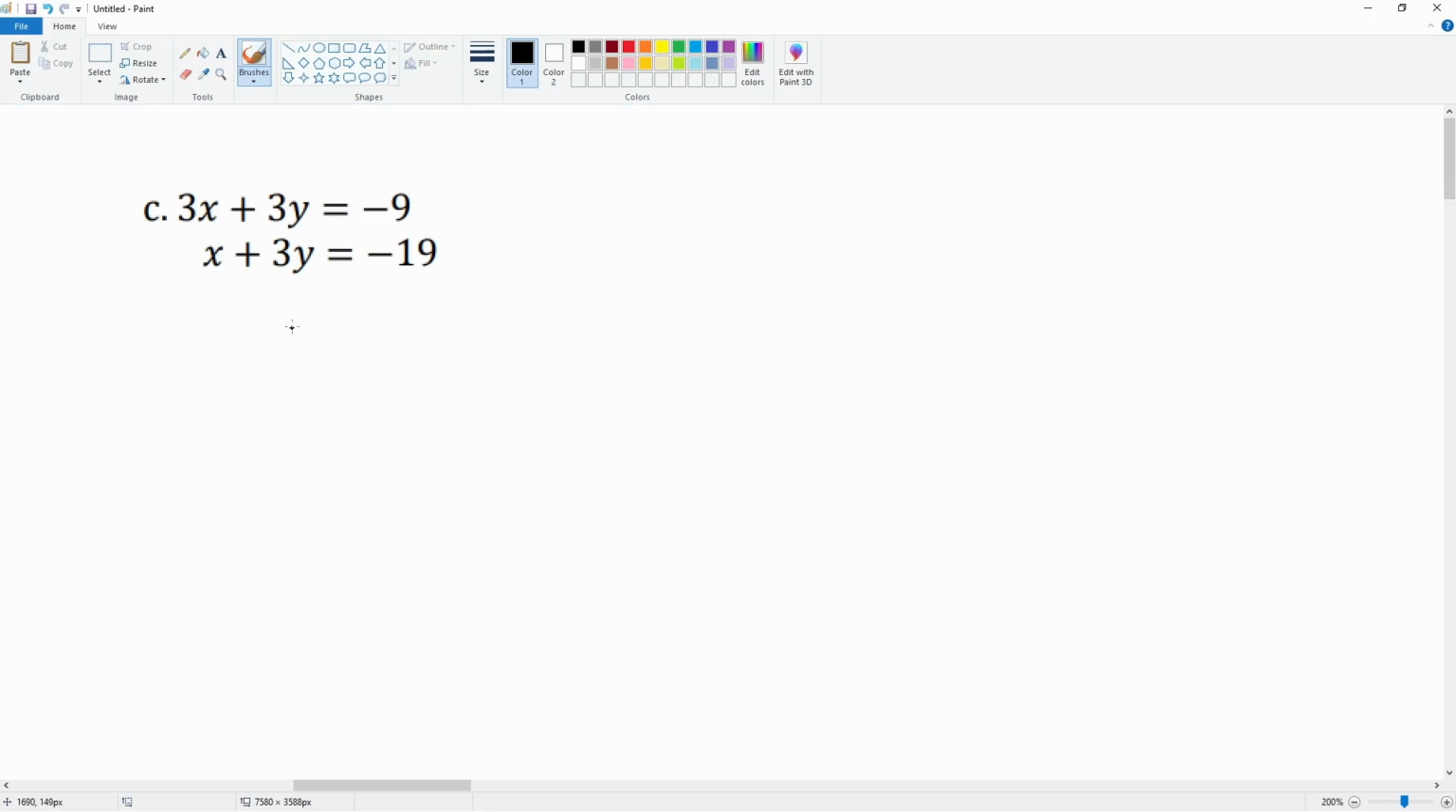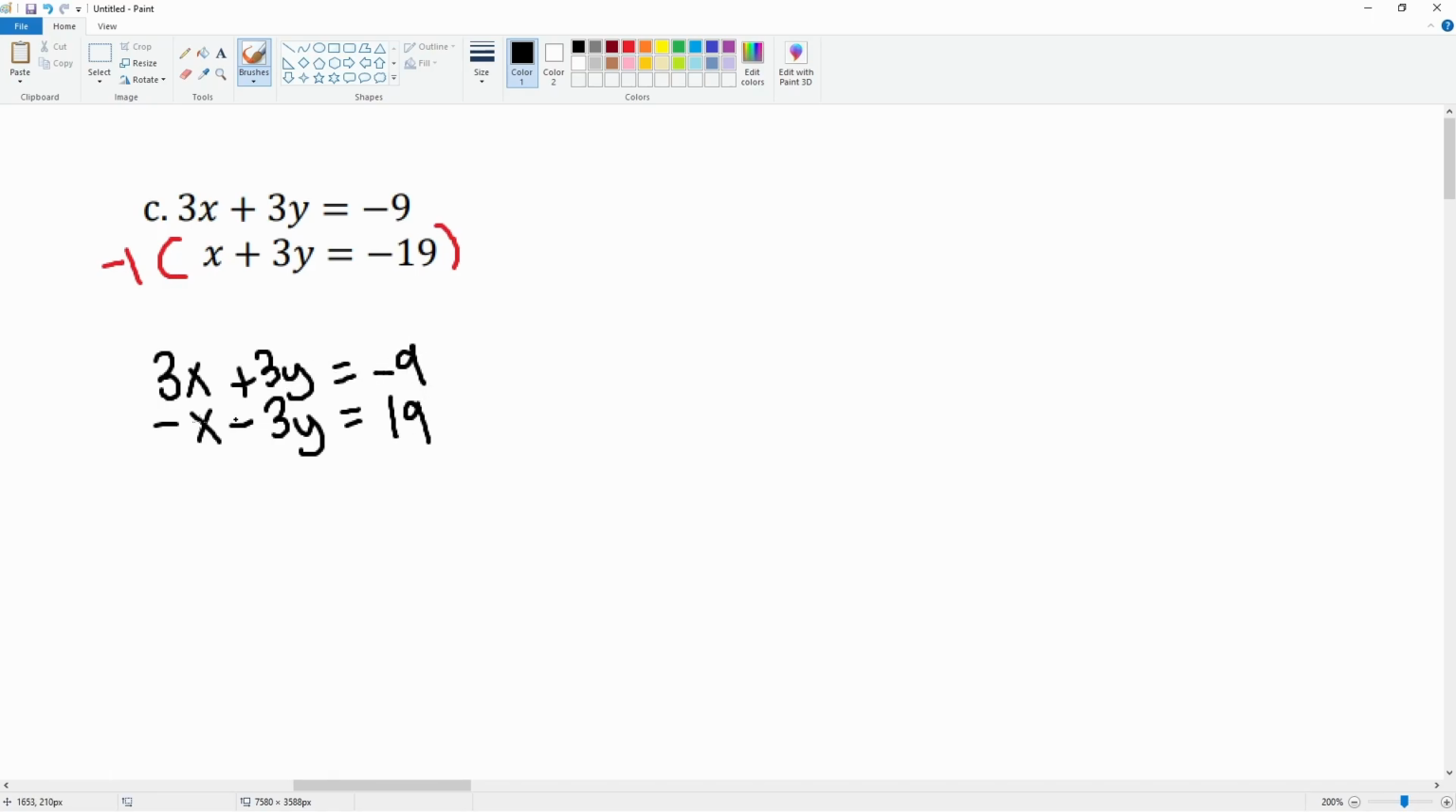Oh, this one looks pretty. 3x and a 3y and a 3y here. All I'm going to do is find an opposite. So this is already a positive, so I'm just going to multiply this by a -1. Okay, so the second equation becomes -x minus 3y equals a positive 19. This is the second equation. I just distribute the -1. The top equation remains the same.